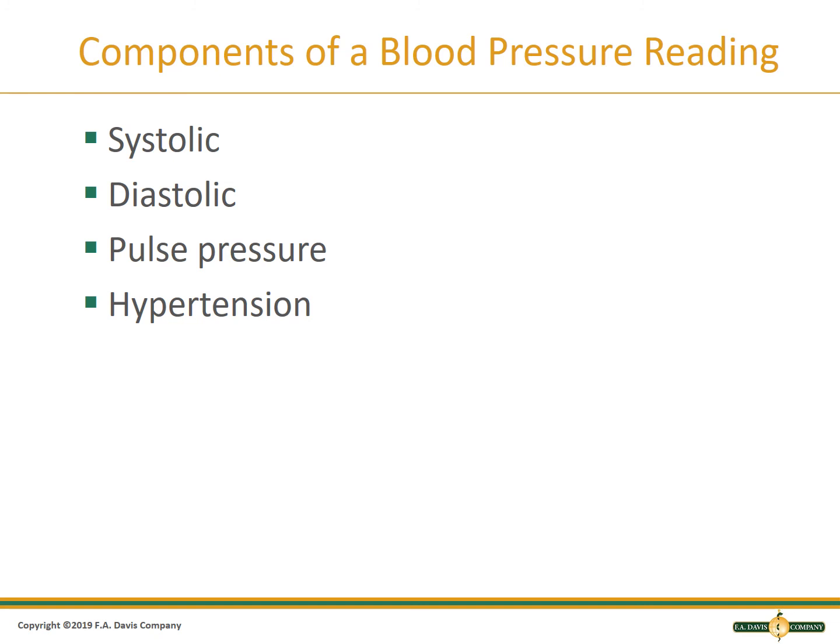And then hypertension. Hypertension is the term used to describe a systolic reading consistently above 130 or a diastolic reading consistently over 80.